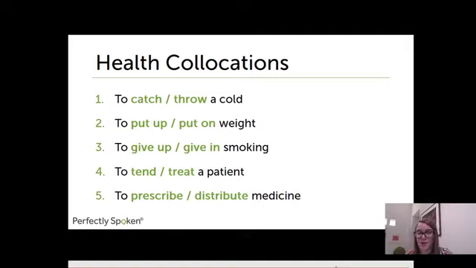Slide number 2, to catch a cold or to throw a cold. To put up weight or put on weight. To give up smoking or give in smoking. To tend a patient or to treat a patient. And the last one, to prescribe medicine or to distribute medicine.